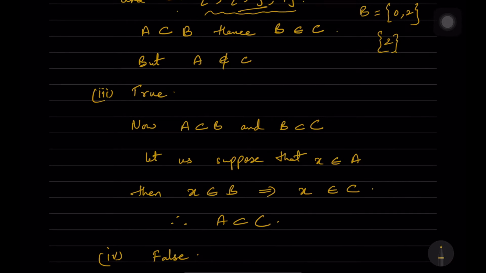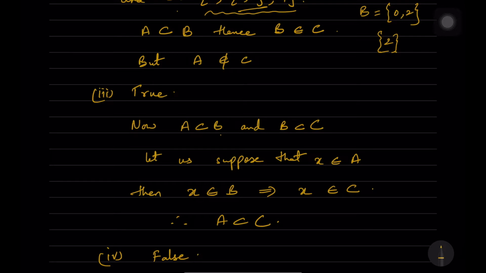See, this is very much true, because A is a subset of B. So which set is bigger? B is bigger, isn't it? And B is a subset of C. Now which is bigger among all the three, A, B, C? C is bigger, isn't it? So let us suppose that X belongs to A. Then X will also belong to B, and it will also belong to C. So therefore A is a subset of C.